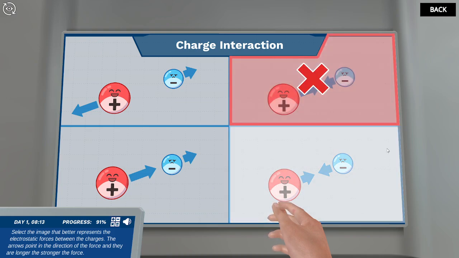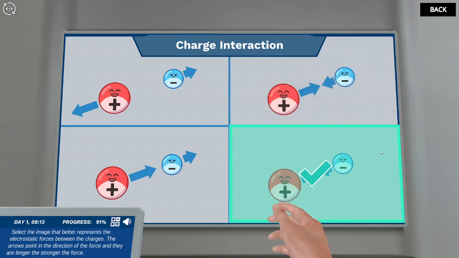Not quite. The electrostatic forces between the two particles are an action-reaction pair. What does that mean for their magnitudes? Right on. The electrostatic forces are attractive because the charges have opposite signs, and both forces have the same magnitude. Great job! You have mastered Coulomb's law and the electrostatic force.